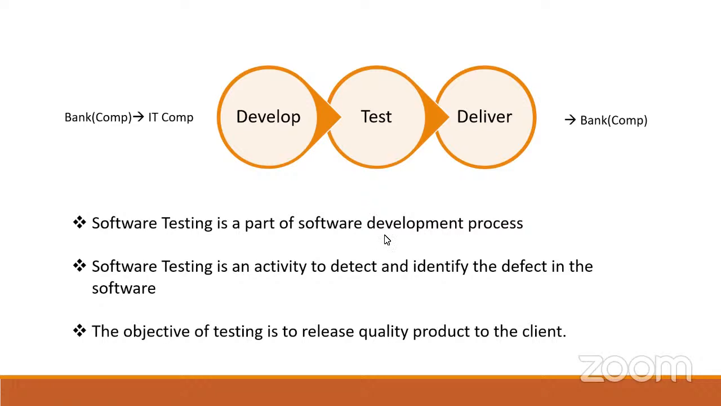So why is software testing performed? It is performed to identify multiple defects in the software. What is the job of the tester? The job of the tester is to identify more defects in the software developed by the developer. This is the job of the tester. And the main objective of testing is to release a quality product to the client.